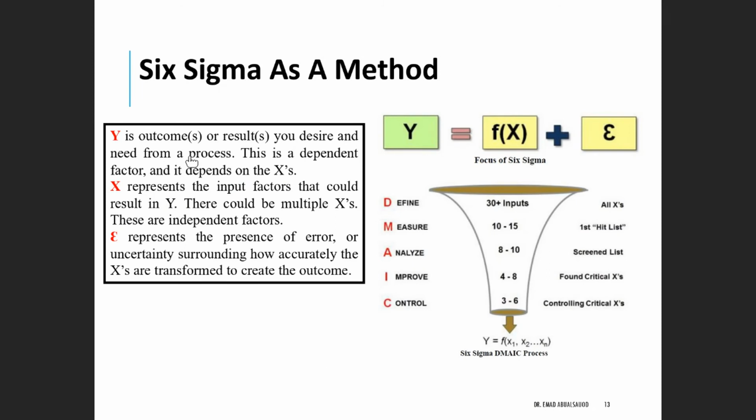Here is a better view for that. The Y represents the results and the X represents the input factors. E here is the error that appears from uncertainty surrounding the accuracy of the X's. So it's normal to have something like a tolerance.